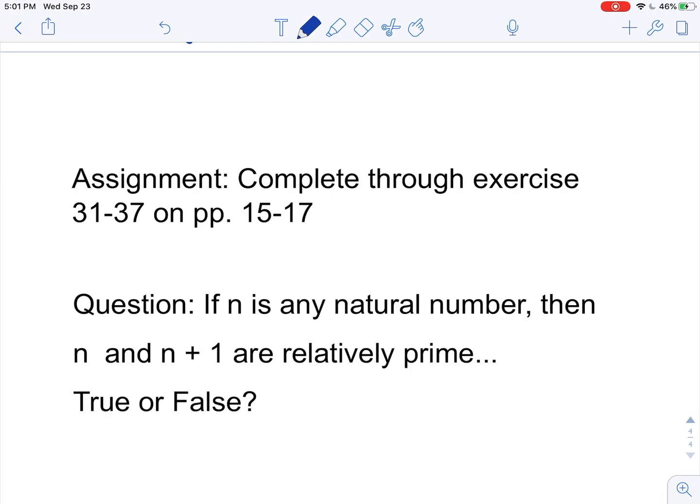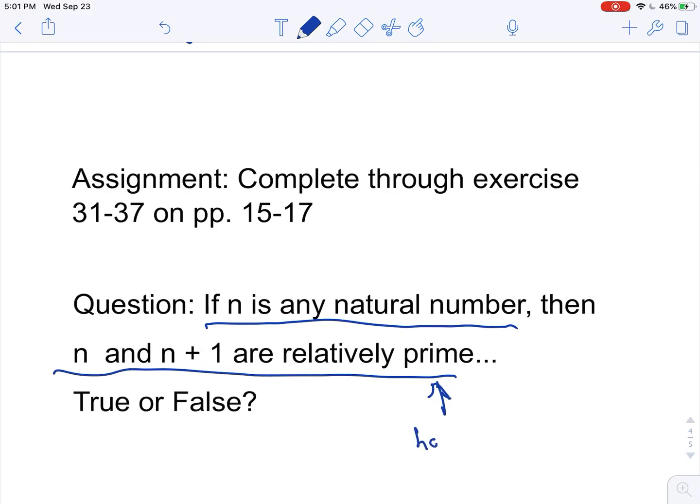And a little question for you for an upcoming exercise. Might make a quick note about this. If n is any natural number, then n and n plus 1 are relatively prime. True or false? Relatively prime, by the way, means having no common prime factors. That's what relatively prime means.